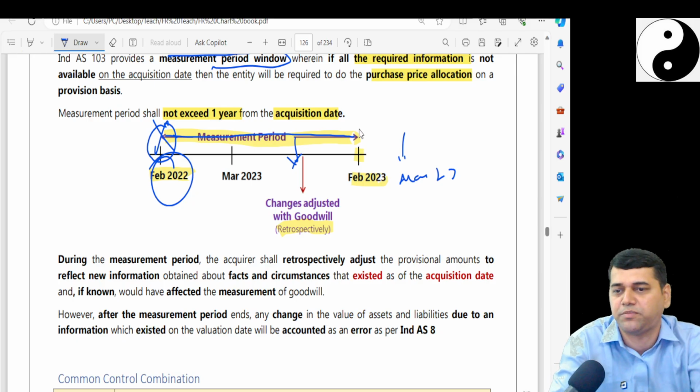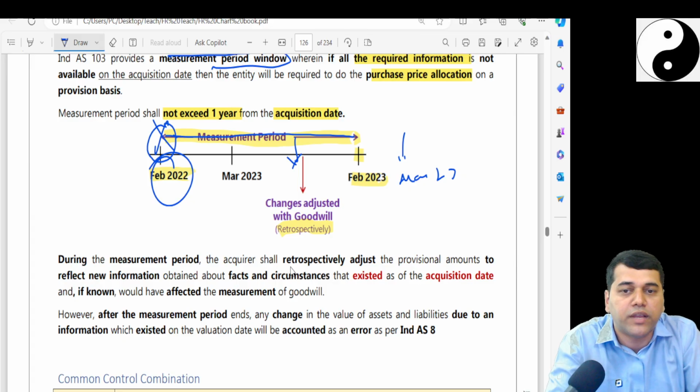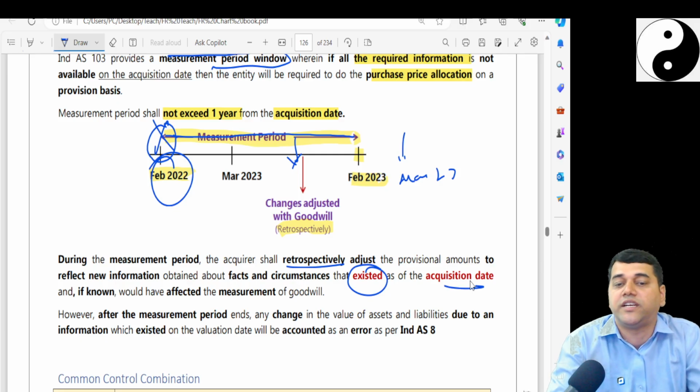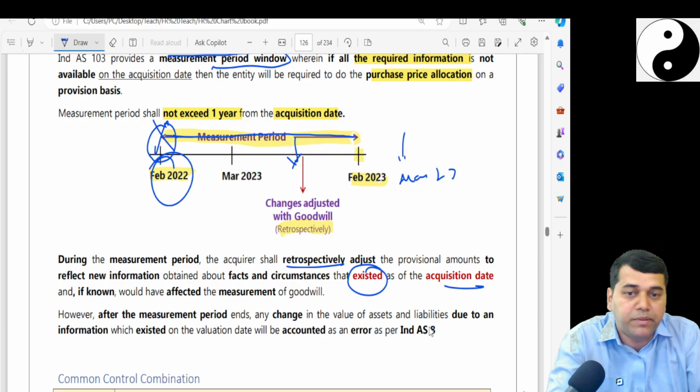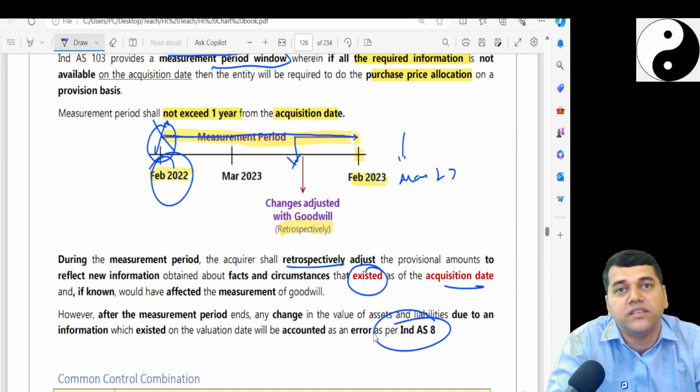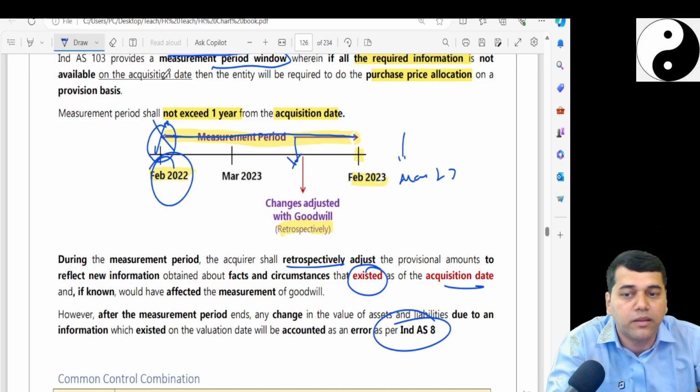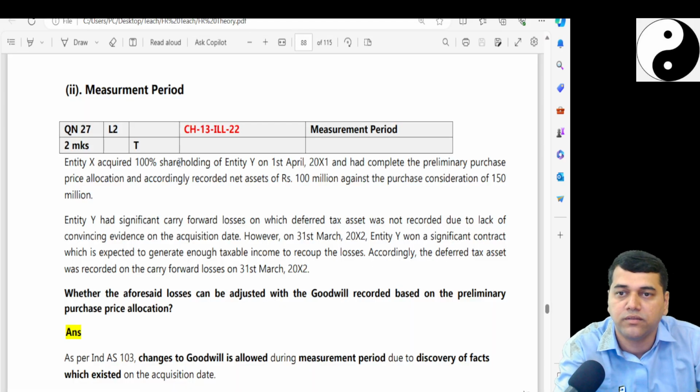And this is the last aspect. With this, we can straight away come to the calculation problems, big problems. During the measurement period, you can retrospectively adjust provided it existed on the acquisition date, not later. If it happens later, then it is accounted as per Ind AS 8. Are you clear? Yes, we will solve some 2-3 problems on this. There are some 2 theory questions on measurement period adjustment.